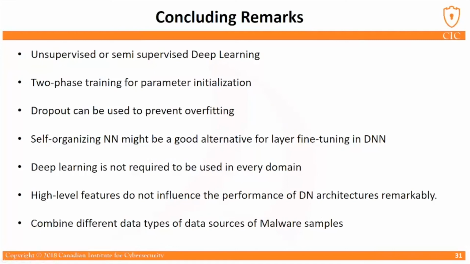And at the end, we can combine different types of data sources, for example, in malware samples, system calls, API calls, permissions, static features from the static analysis, and features from the dynamic analysis to improve the results. That is one of the open problems: how we can use all of these data sources in one simple feature vector and feed it into deep networks.